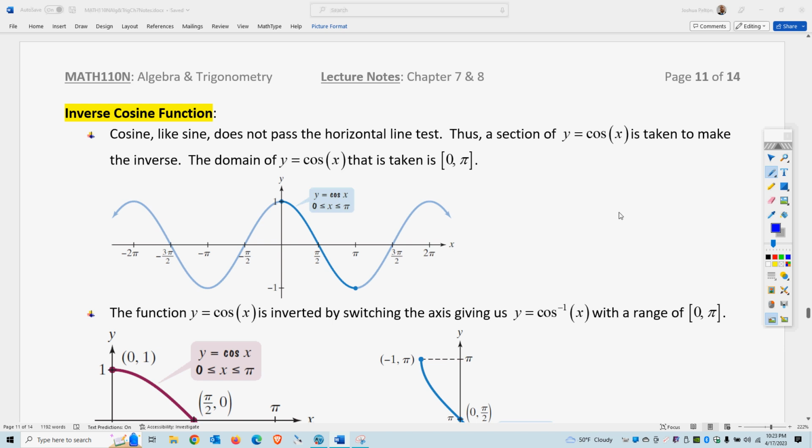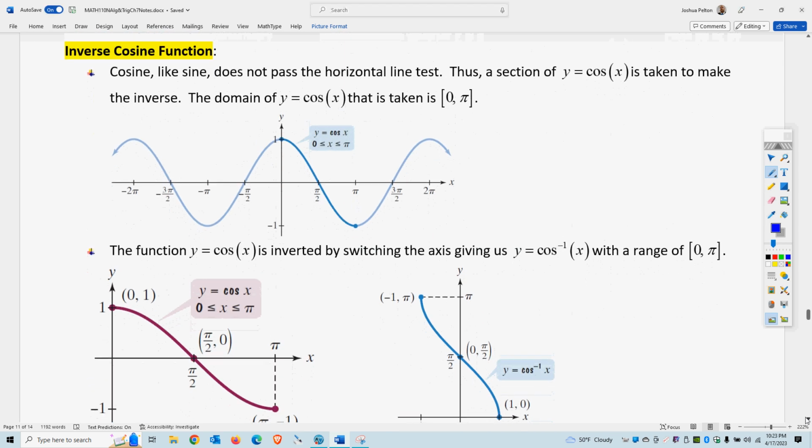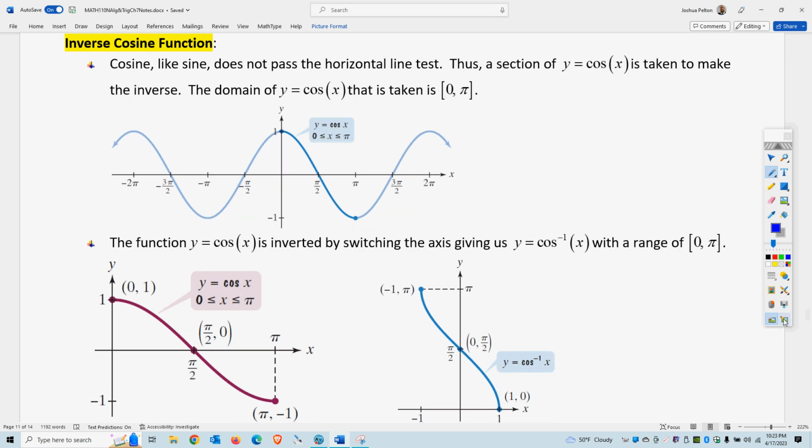This is Professor Belton. This is part 2 of chapter 8, section 3. Starting with the cosine and the tangent inverse, or arc cosine or arc tangent, if you want to refer to it that way.